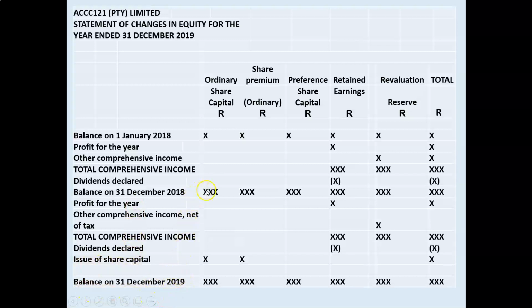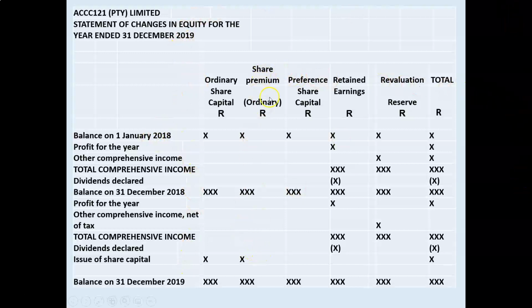Now when we're going to do the statement of changes in equity, you will see that we will always start with the opening balance as of the current year, and we will only do the current year's movements. But remember that the actual requirement is that we have to give comparative figures, and we actually have to start in 2018 and work down to the end of the current financial year.